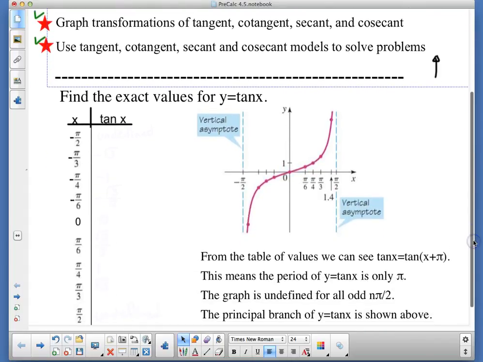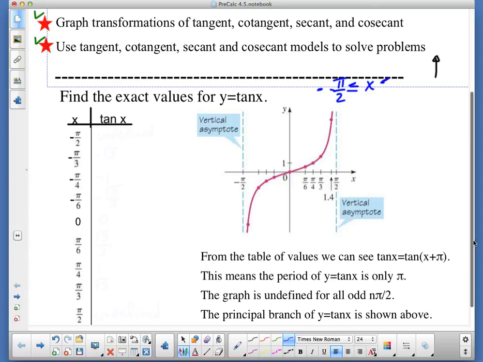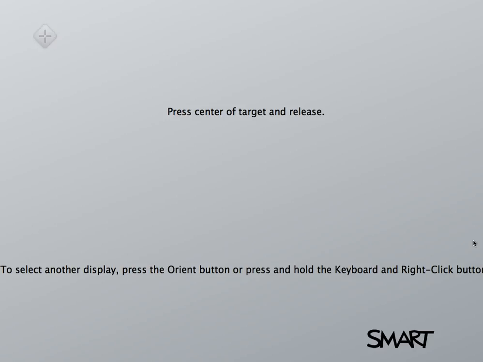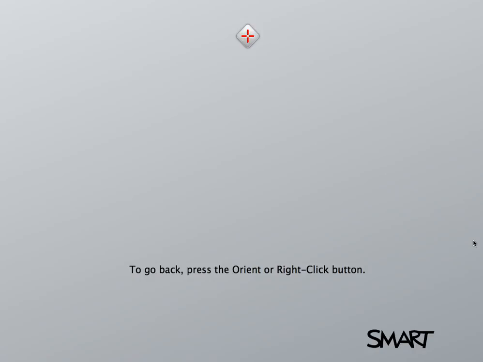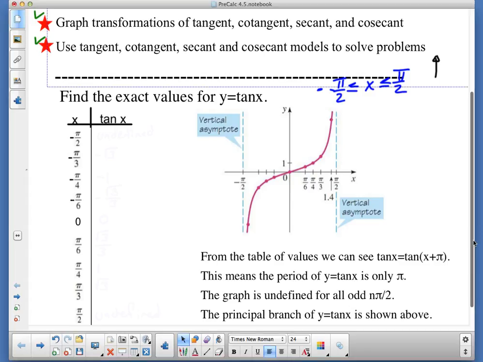Okay, so now, keep in mind, our period for tangent is from negative pi over 2 to pi over 2. Okay, and we're going to get this board all fixed up here for you. So it's from negative pi over 2 to pi over 2. And that's also the tangent's principal value range as well when we do the arc tangent.